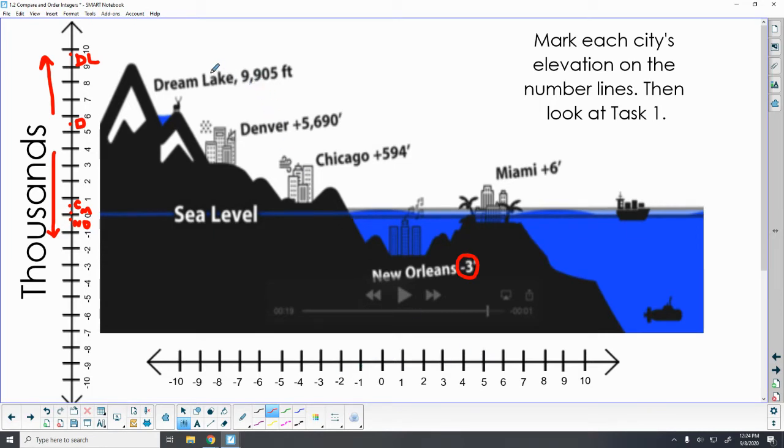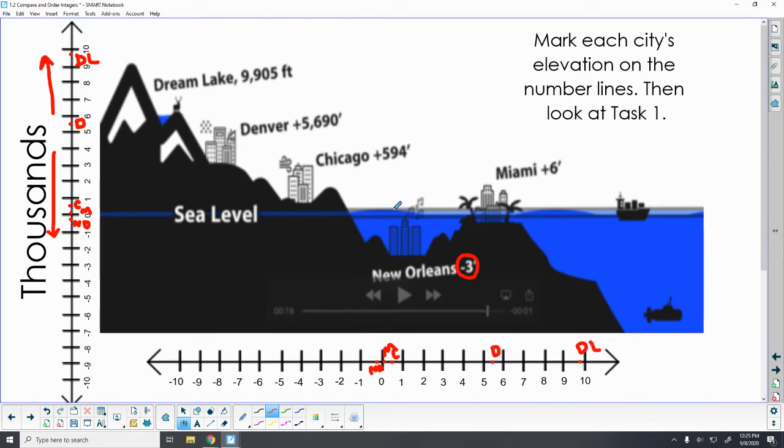So we could use that same information and put it on a horizontal number line as well. So I just take my information, 9,905, so almost to 10,000. So here's Dream Lake. Denver's in between 5 and 6,000. Chicago is halfway to 1,000. Miami is just above sea level. And New Orleans is just below sea level here. So here again, smaller on the left, bigger to the right.